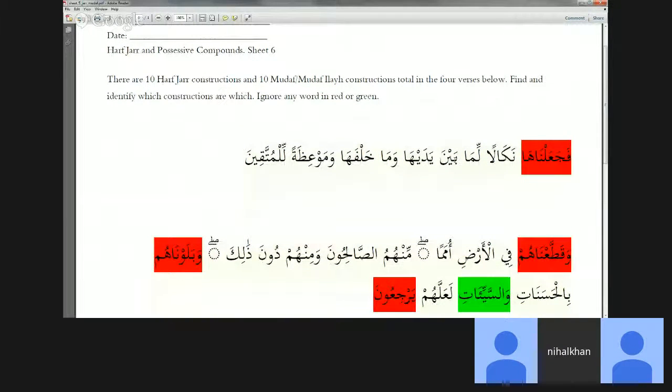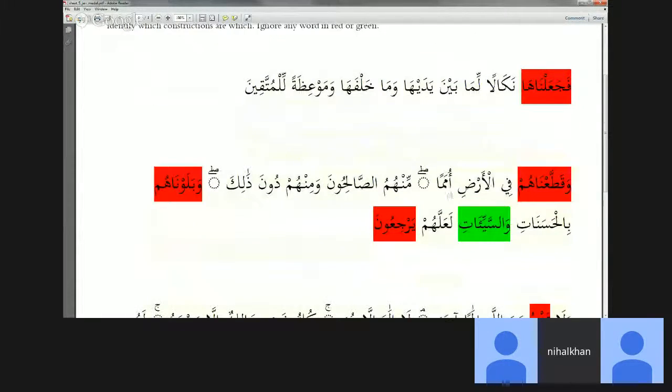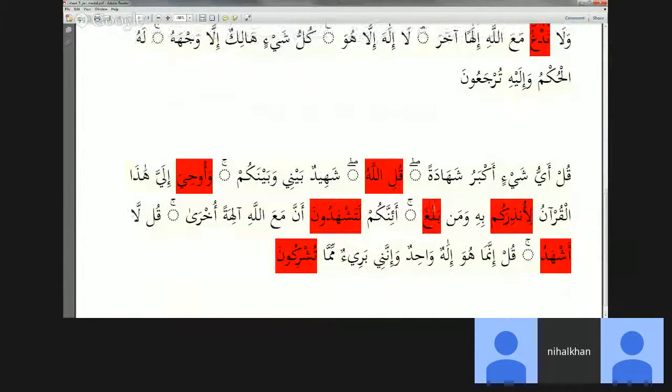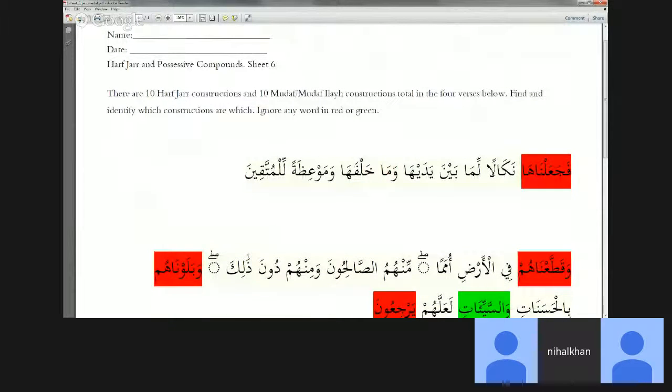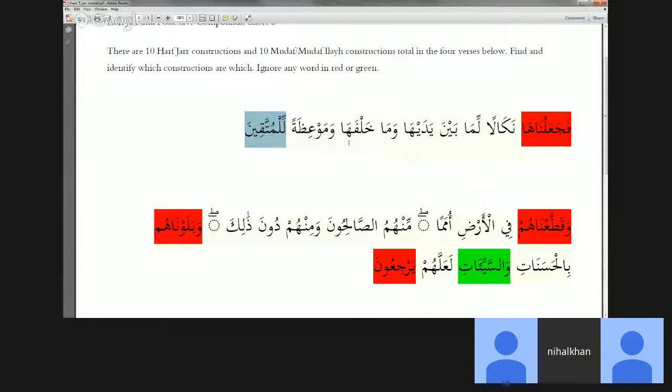فَجَعَلْنَاهَا نَكَالًا لِمَا بَيْنَ يَدَيْهَا وَمَا خَلْفَهَا وَمَوْعِظَةً لِلْمُتَّقِينَ. 10 harf jar constructions and 10 mudaf ilayh constructions in total in the 4 verses below: 1, 2, 3, and 4. Let's take a look at this. Any harf jar constructions here? Yes, للمتقين. That's going to be a harf jar construction because you have a harf jar which is li, and then al-muttaqina, the alif drops off, and you have muttaqina. Okay, so that's one.